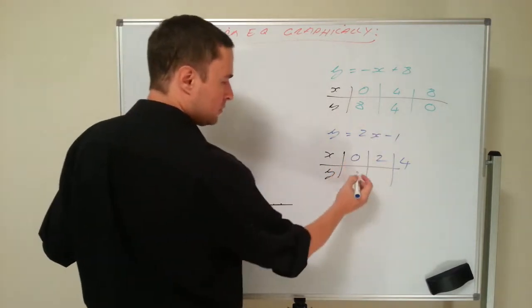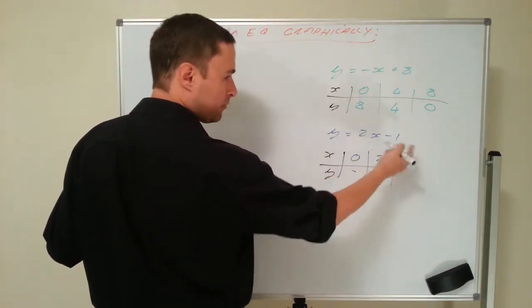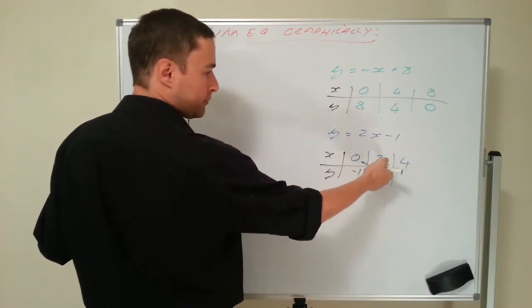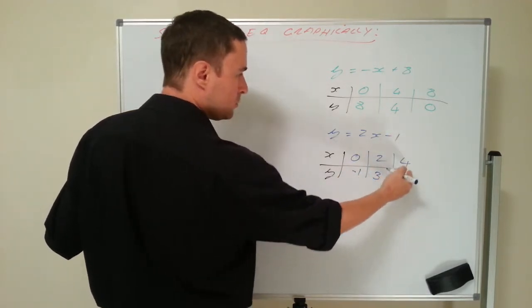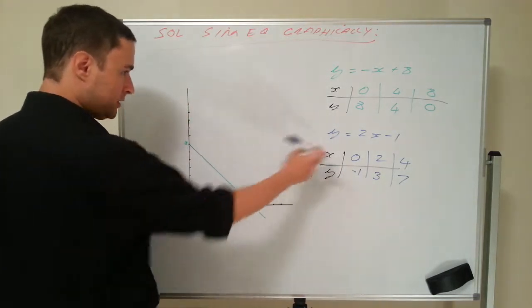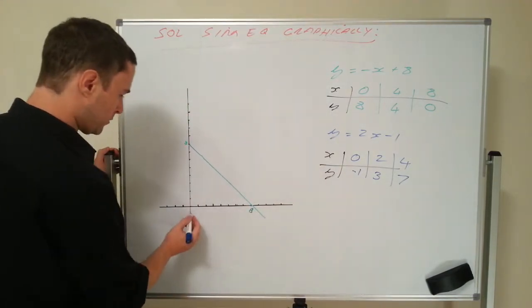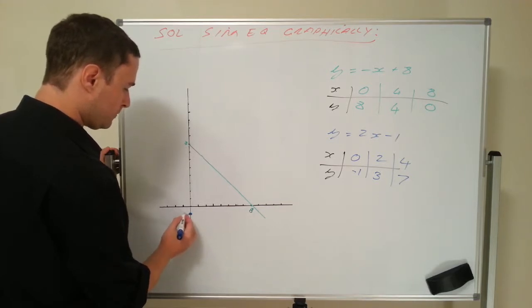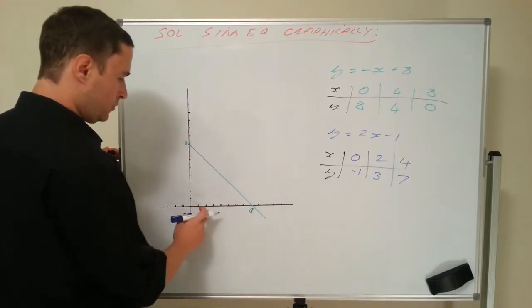When x is 0, 2 times 0 is 0, minus 1 is minus 1. 2 times 2 is 4, minus 1 is 3. 2 times 4 is 8, minus 1 is 7. So there's my 3 points. So when x is 0, y is minus 1. 0, minus 1, there, minus 1. When x is 2, y is 3.